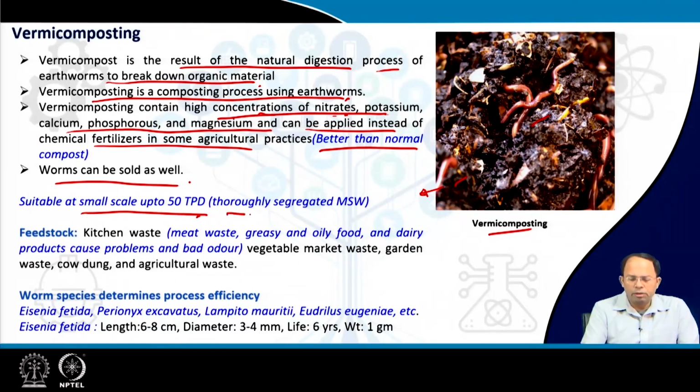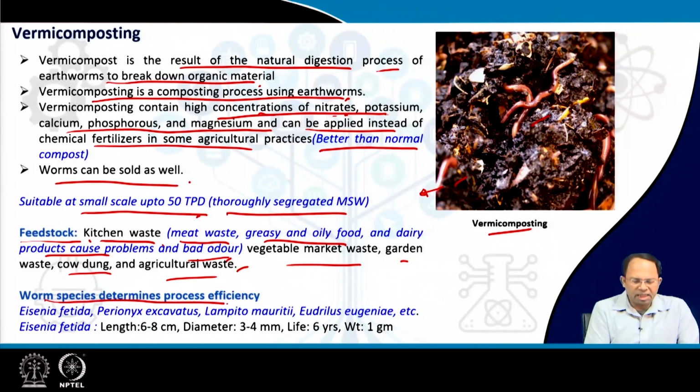And usually we use thoroughly segregated municipal solid waste for the vermicomposting process. The feedstock provided for vermicomposting is basically kitchen waste, vegetable market waste, garden waste, cow dung and agricultural waste. So all this organic garbage could be utilized in vermicomposting. But if you provide meat, greasy and oily food and dairy products, this may cause some problems and may result in bad odor.